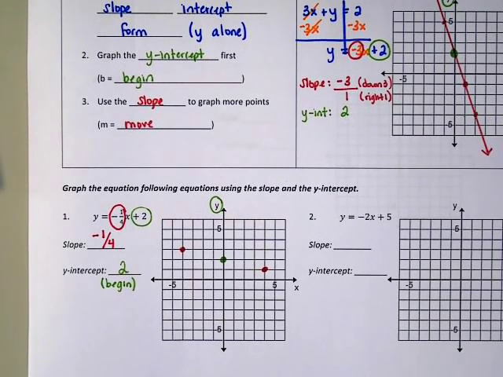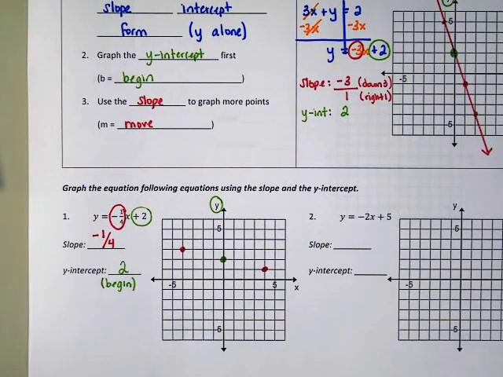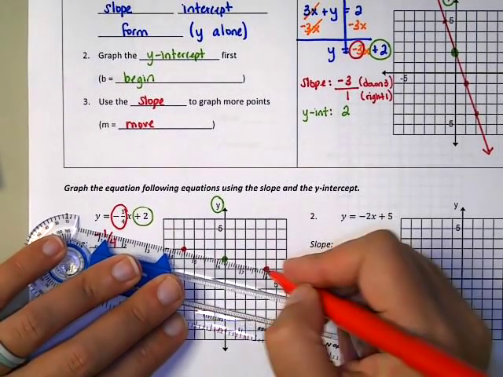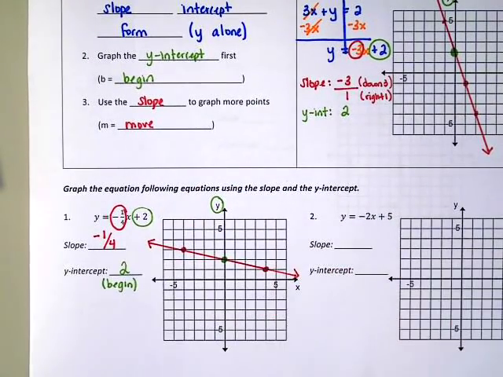Once I have ordered pairs like that on my graph, and I've graphed as many as possible, for example, I couldn't go down 1, right 4 again because I wouldn't have enough room, so I've done as many as I can that fit. Then I'm going to use my straight edge, which again, an ID or a bus pass or something like that would be a great option, and I'm just going to draw my nice straight line.